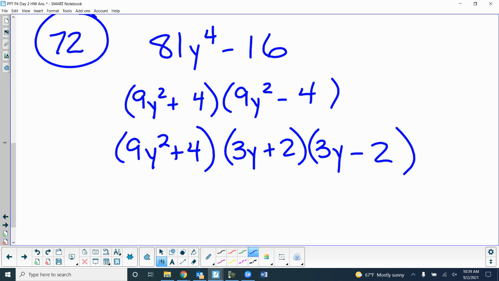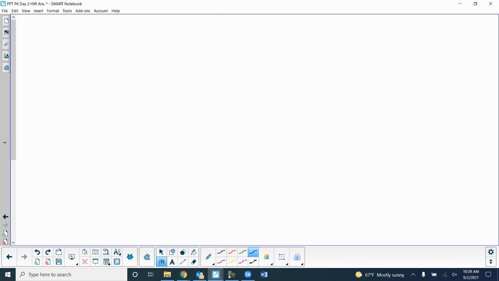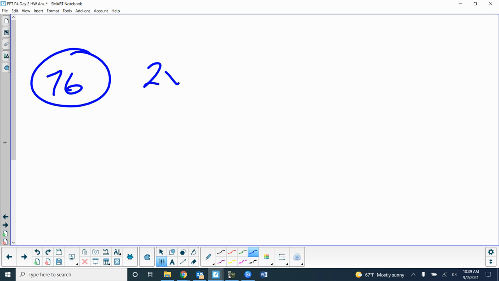Okay? 76. Billy Baker, what was the problem? 2x to the 6 minus 2. Is there a GCF? Danny? What is it? 2? Yeah. So I pull the 2 out, and I get x to the 6th minus 1.